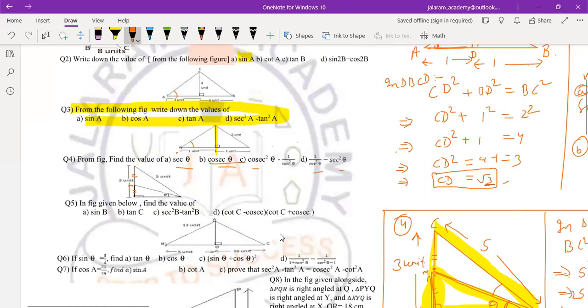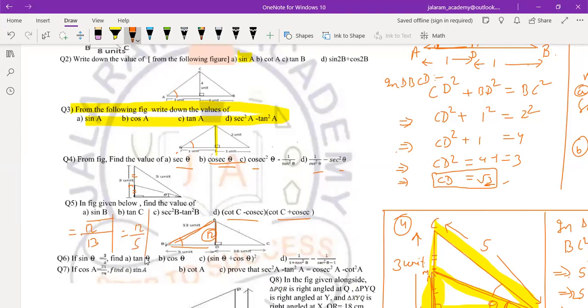Similarly, we can solve other questions of the sheet also. But first of all, always find those ratios which you need to find. Like in question number 5, first you will find sin B. Sin B is the ratio of perpendicular upon hypotenuse. So how to find perpendicular? First of all, 13, 5 and the rest, 12, are in Pythagorean triplet. So sin B is perpendicular upon hypotenuse. Perpendicular is 12, hypotenuse is 13, that's it. Tan C is the ratio of perpendicular upon base, so it is 12 by 5.